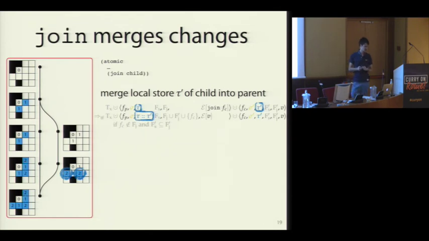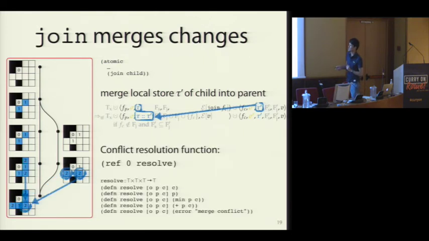Then finally, when the child task is joined back into its parent, we need to merge the changes of the child back into the parent. So that means that we need to merge the local store of the child into the parent, and that's what we do here. So here, this 2 is copied from the child back into the parent. However, if you try to copy this 2, we encounter a conflict because this transactional variable was also modified in the parent since the task was created.